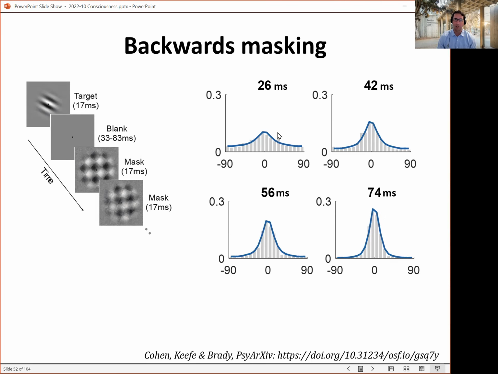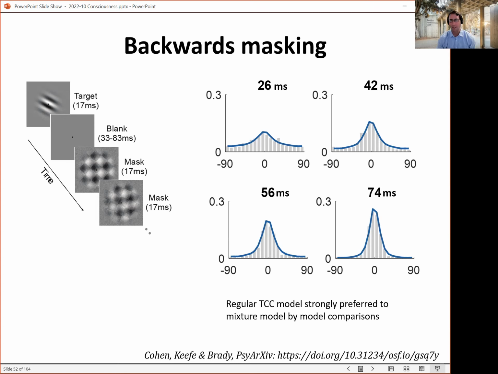But even all the way down to 26 milliseconds, where people are very poor, there's only a very small bump here. It doesn't look anything like a bunch of added guesses. It just looks like what you'd expect if the d prime was very low. It just looks like a poor, noisy representation. A lot of noise got added to a weak representation.